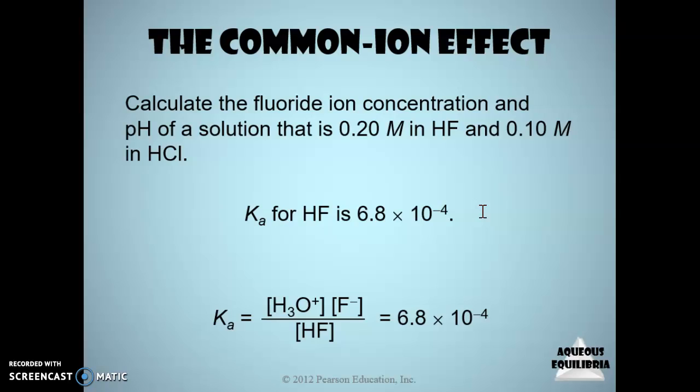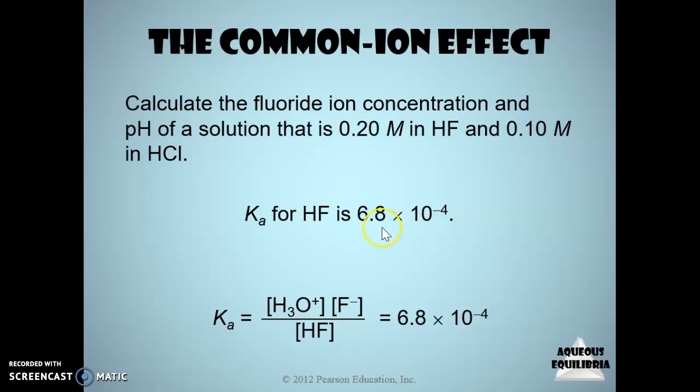All right, let's mess around with an example. Let's calculate the fluoride concentration and the pH of a solution. So this is all one solution. I'm not adding one thing to another. This is all in one big thing. So it's 0.2 molar HF and 0.1 molar HCl.